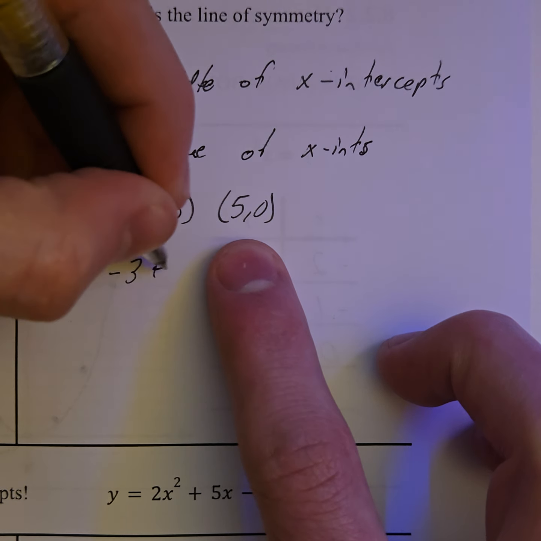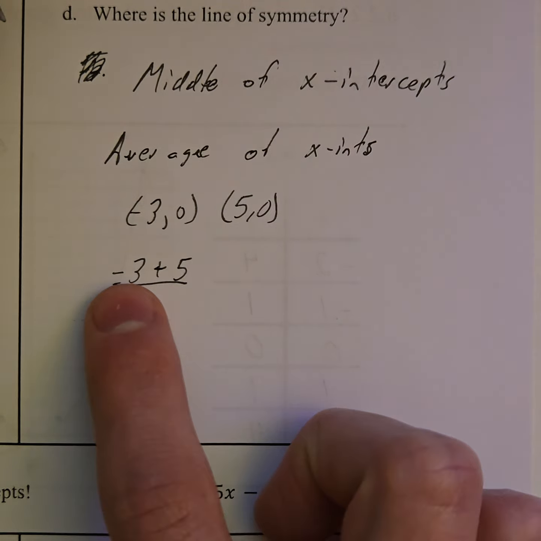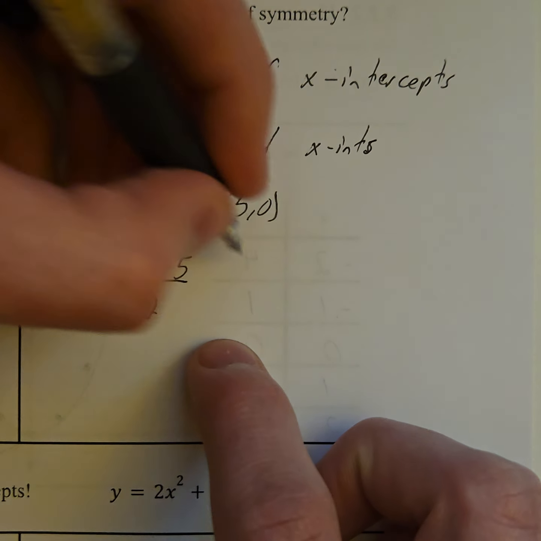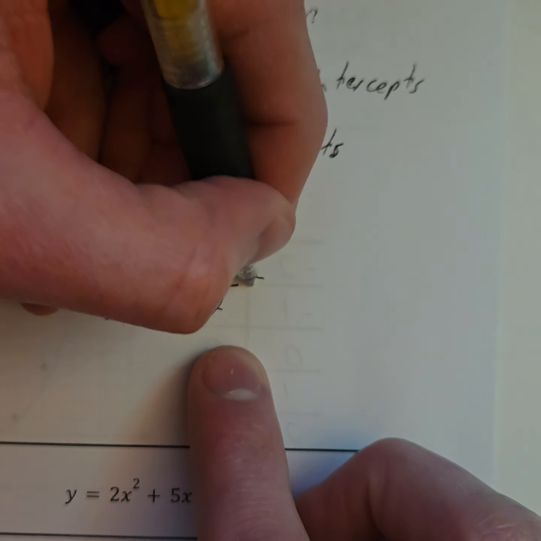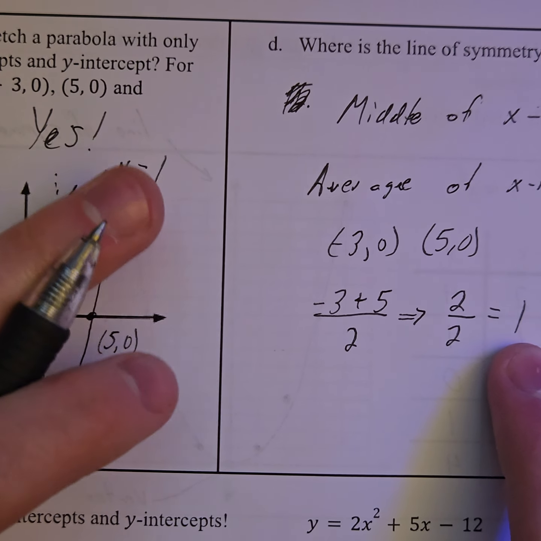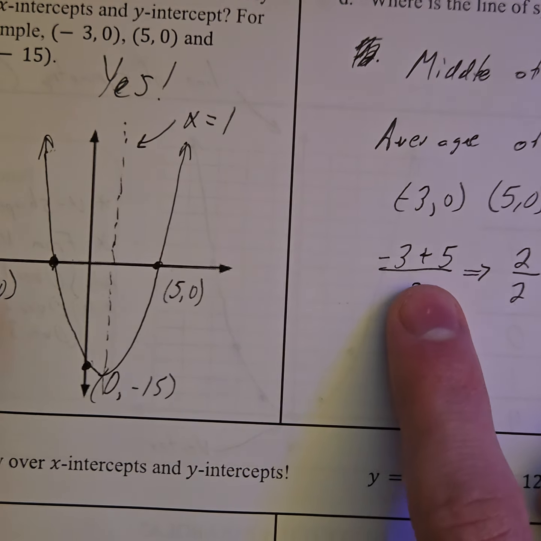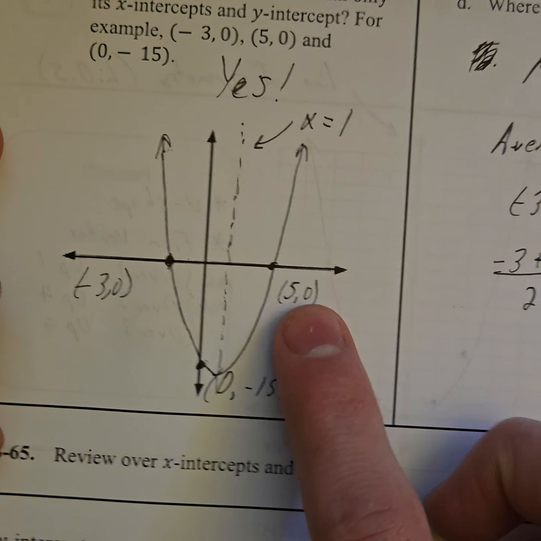So to find the average of 2 numbers, you add them together, and then you divide them by 2. So negative 3 plus 5, that's going to give us 2, divided by 2, and 2 divided by 2 is 1. And that's how we find the middle. So this is what I like to do, but if you'd rather count, you can probably count and find the middle of your x-intercepts that way.